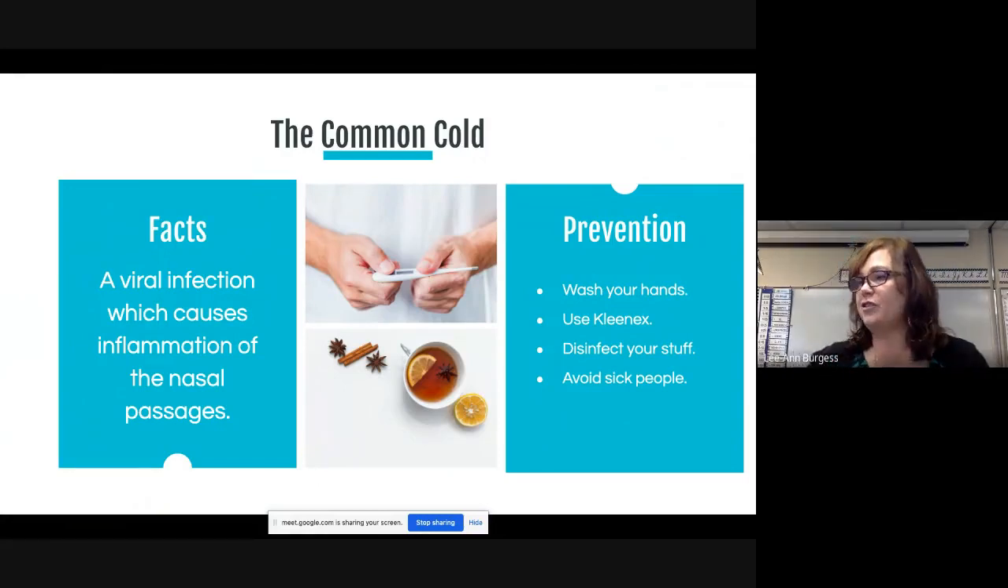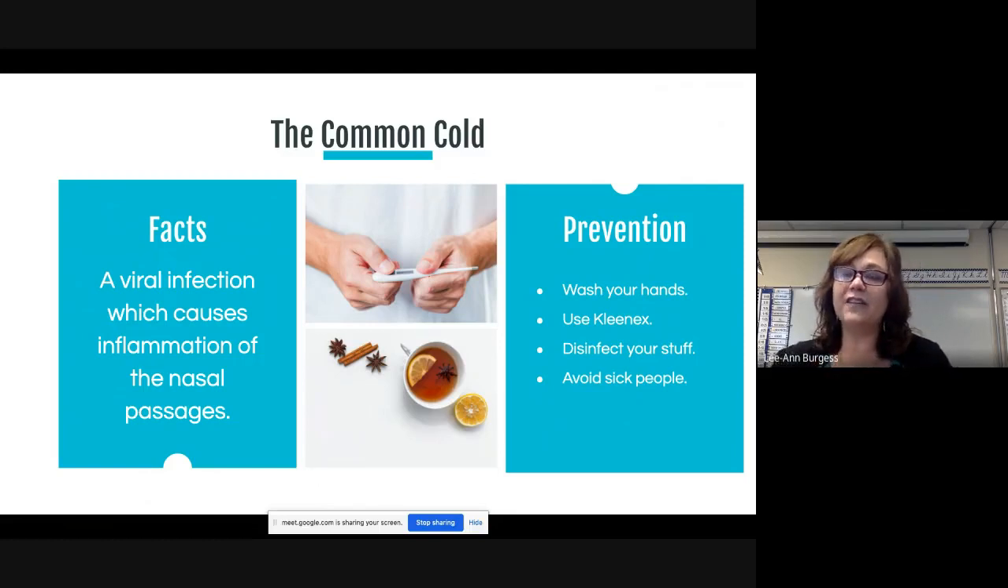Now, touch your nose. Yes, the passages inside your nose are called nasal passages. So you have a common cold when the passages in your nose become inflamed. This can be prevented, as we're learning very quickly.